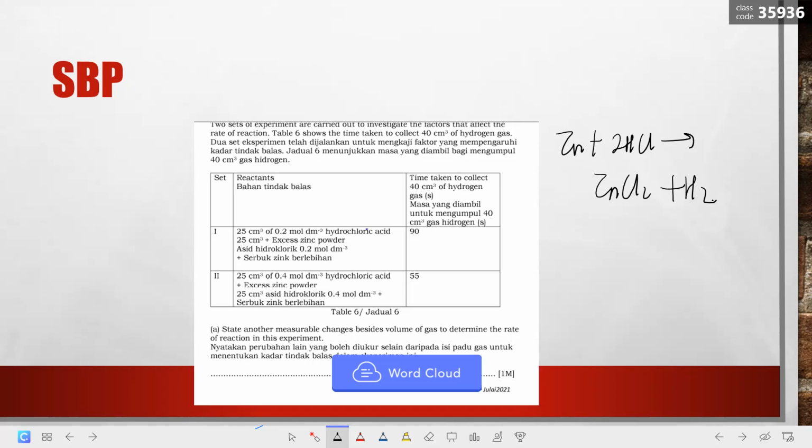So is it the zinc? Yes, what happens to the zinc? What is it about the zinc? Dissolves. Your zinc is correct. What can I measure with the zinc? Mass. Yes, very good. Mass of zinc. Durga, good job there. Okay, next one. One more?